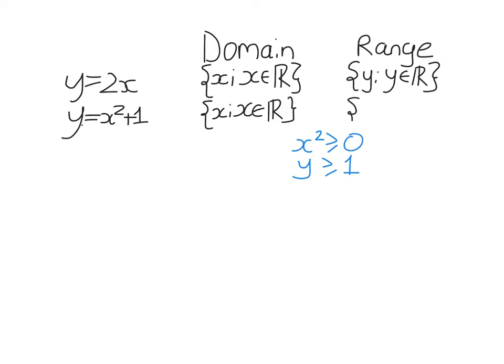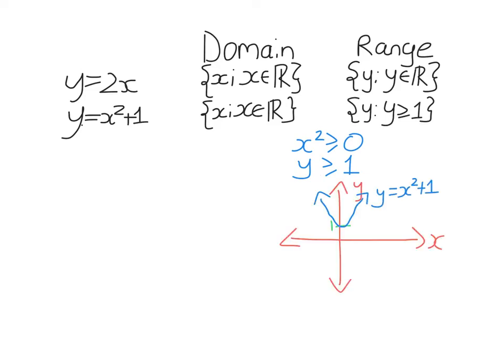So here, the range is y such that y is greater than or equal to 1. Once again, we need the curly brackets because it is a set. So I'll just show you quickly what the graph of this would look like. Hopefully you remember, the graph of y equals x squared plus 1 looks like this. There are no y values on the graph less than 1. So that's why the range is y such that y is greater than or equal to 1.